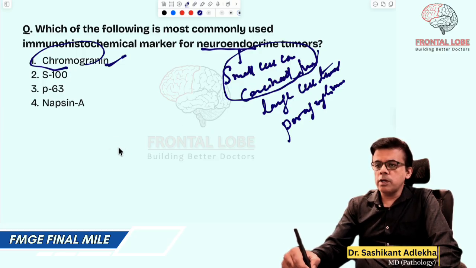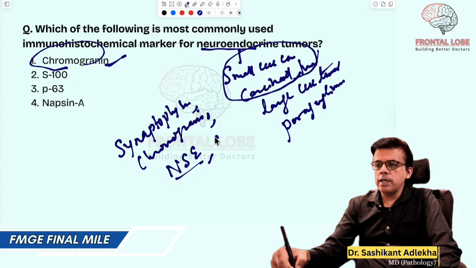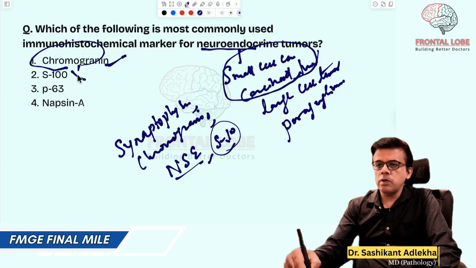So important markers you need to remember: synaptophysin and chromogranin. These are the two most specific markers. Sometimes NSE, neuron specific enolase, and rarely S100 may also be positive, but S100 is more positive in neurogenic cells, the Schwann cell originating tumors, that is neurofibroma, neurilemmoma, and some sustentacular cells. But generally it does not stain the neuroendocrine cell. So S100 is ruled out.